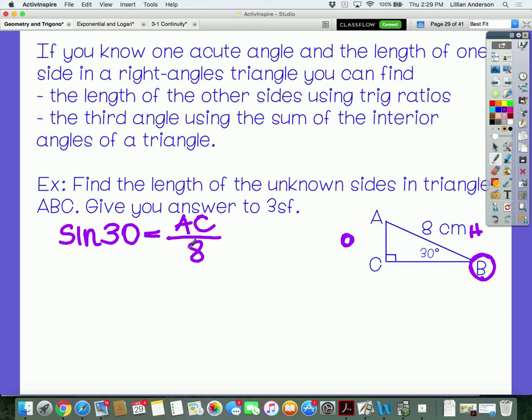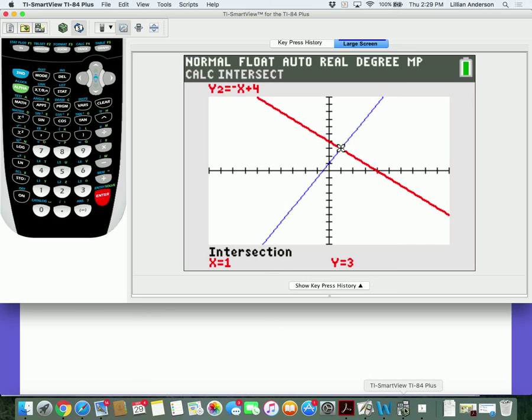So I'm going to solve for AC. How do I solve for AC? Multiply by 8. Get rid of that denominator. Or if you want to, you could make sine 30 over 1 and cross multiply. Either way works the same way. So basically, you'll have 8 sine 30 equals AC. And since we're given our answers to three significant figures, we're going to type that into our calculator. So we pull out our calculator, and we type it in exactly how we see it.